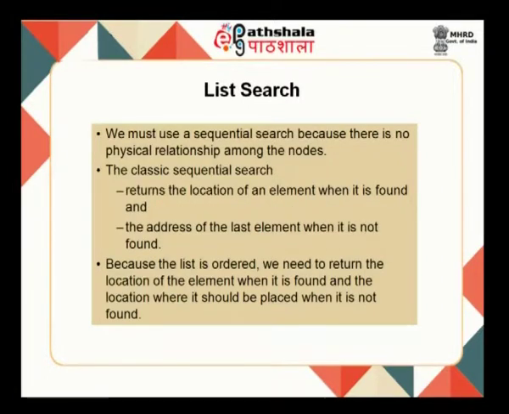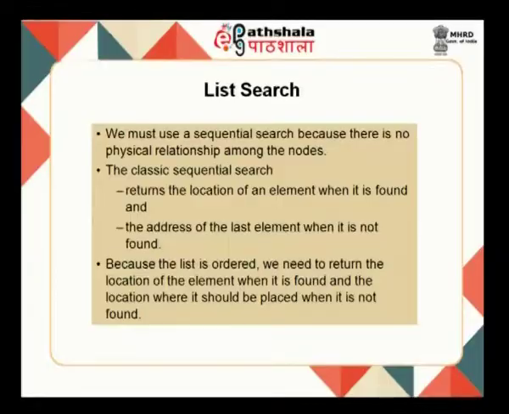For list search we have to use a sequential search because there is no physical relationship among the nodes. The classical sequential search will return the location of the element when it is found, and the address of the last element if it is not found. But for our purposes, because the list is ordered, we need to return the address of the element where it is found as well as the location of the element when it is not found.